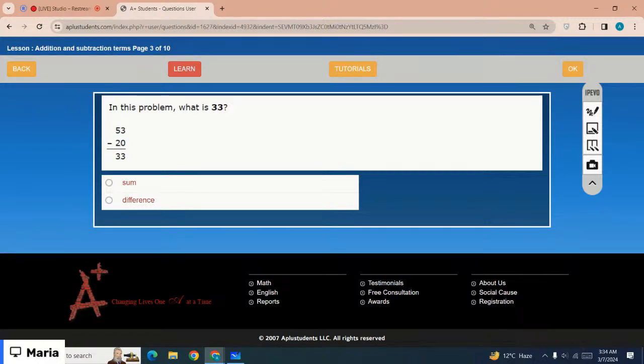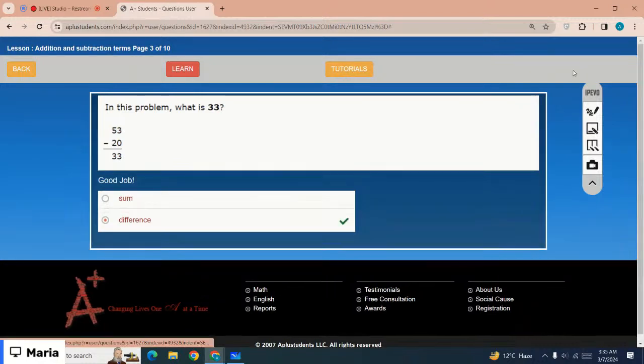In this problem, what is 33? So which is the correct option? Yeah, because you subtract 53 and 20, right? So that means 33 is the difference. When you subtract two numbers, the answer is always the difference. So that is the difference of 53 and 20. Got it?